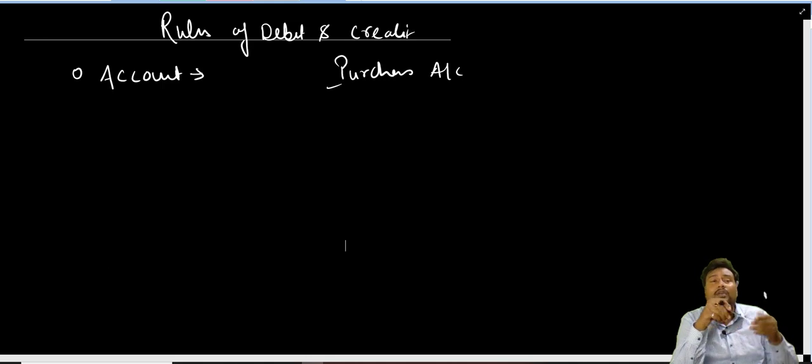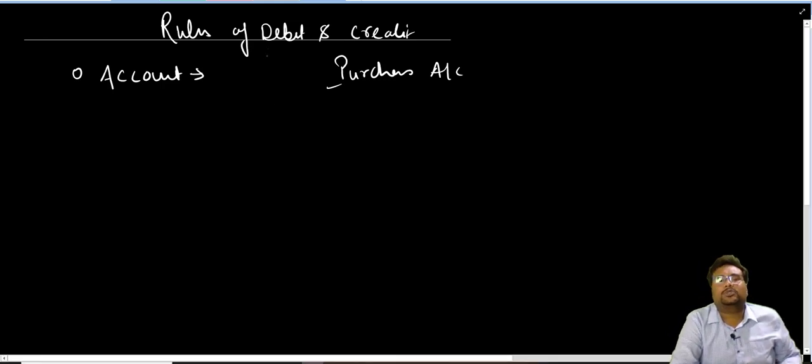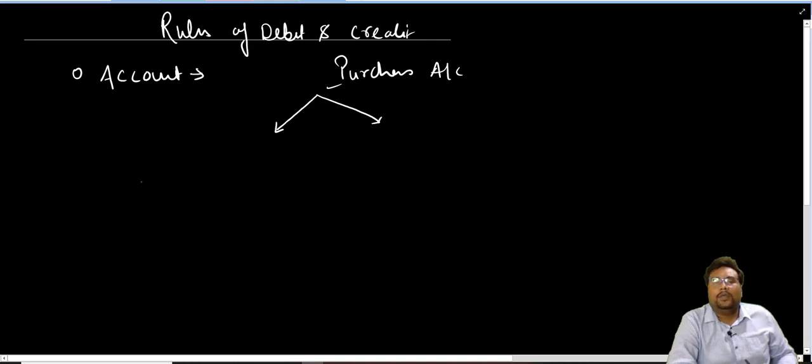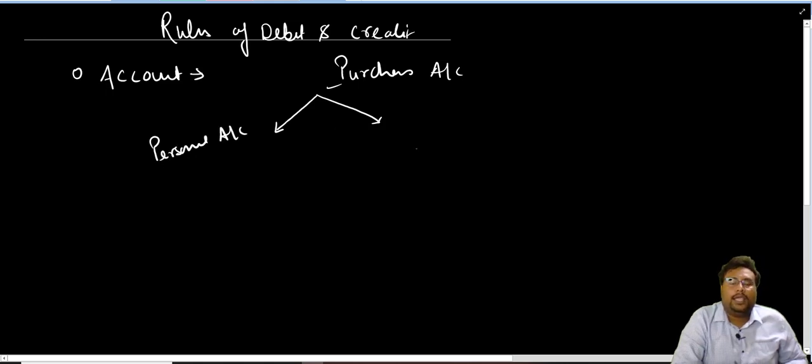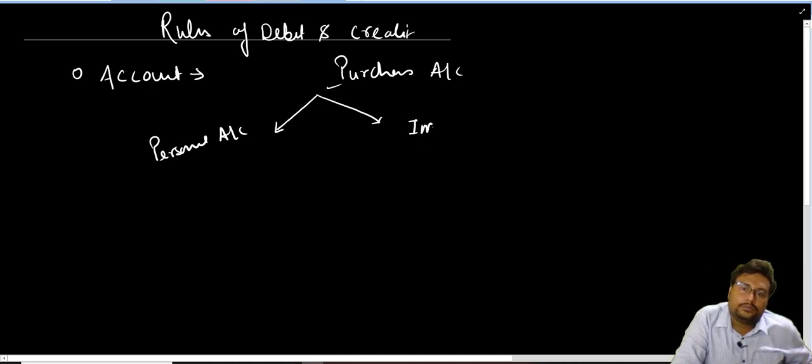I revise one more time. Account is a place where we record all the similar nature transactions together. Beta, types of account. What are the types of account? So generally accounts are divided into two types. Number one is personal account, and number two is what beta? Impersonal account.